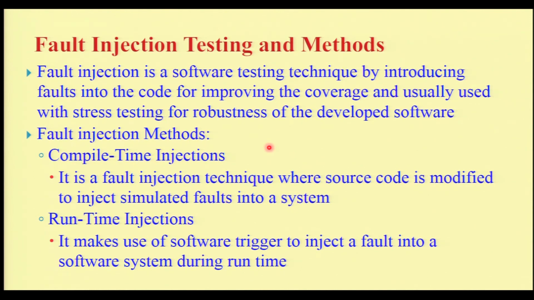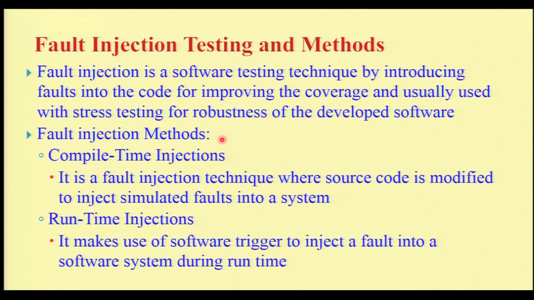Now, first of all, what is fault injection testing all about? A fault injection is a software testing technique of introducing faults into the code for improving the coverage, and it is usually used with stress testing for robustness of the developed software. Now, let us see some of the fault injection methods.